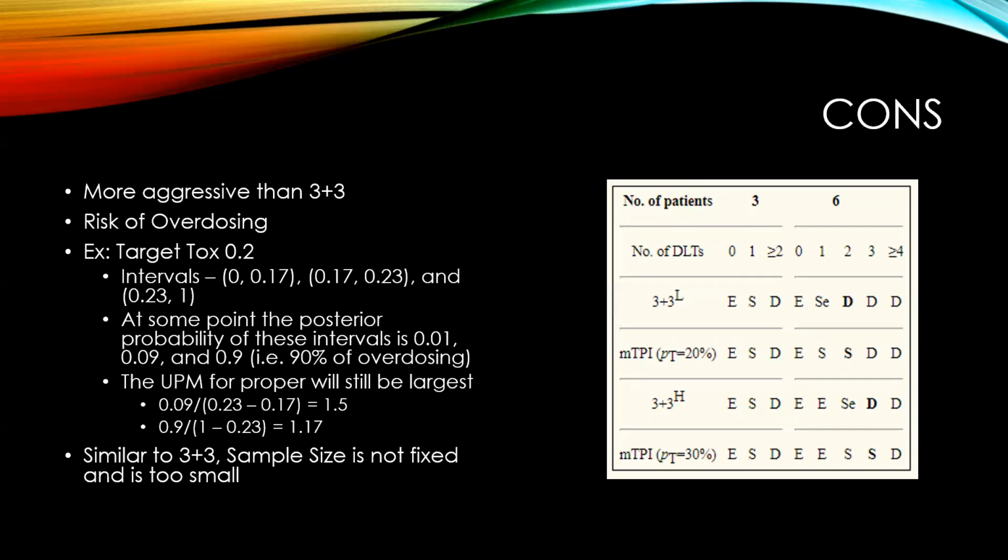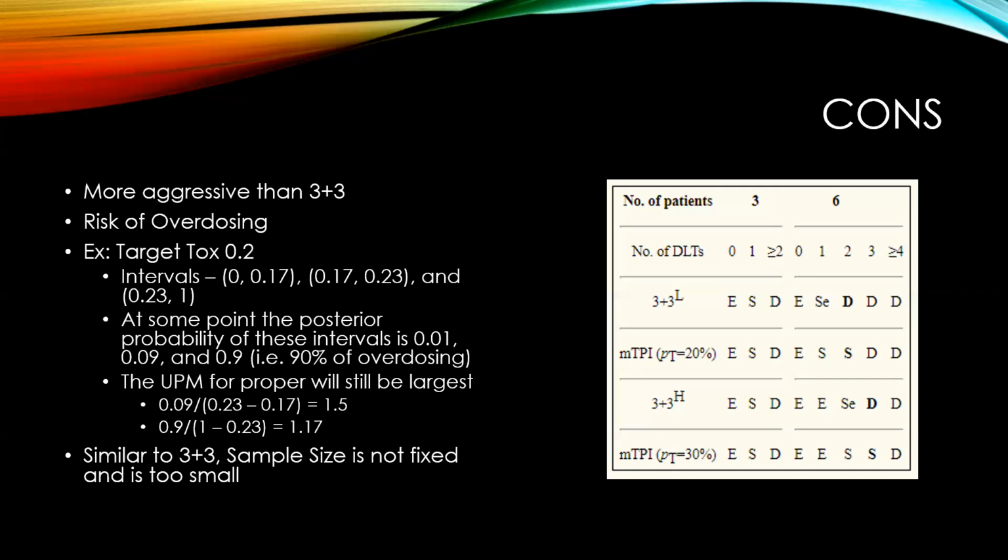So for instance, I have a table here showing if we're looking at a situation of either a target toxicity of 20% or 30%. I know it's not highlighted super well, but if we have a situation where two patients experience a DLT, with the 3+3, we're going to de-escalate. We see that being too toxic. Whereas with the MTPI, we're choosing to stay, which makes this slightly more aggressive.